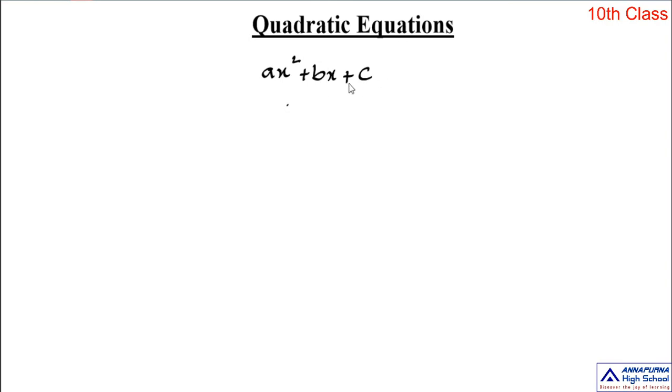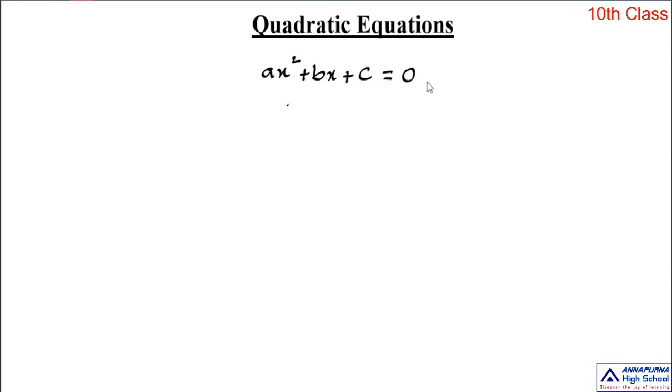Okay. So what is the difference between a polynomial and an equation? In a polynomial we observe only fundamental operations, but in an equation we observe fundamental operations along with the equal to relation. So in this quadratic polynomial, when you put it equal to 0, then this is a quadratic equation, and we treat this ax square plus bx plus c is equal to 0 as the standard form of a quadratic equation.